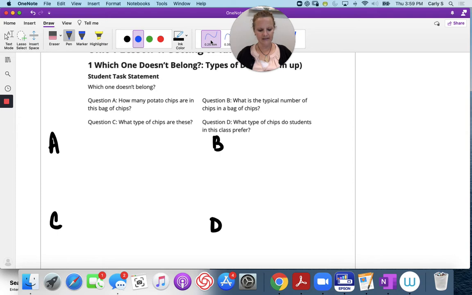Let's see. Question A, how many potato chips are in this bag of chips? Question B, what is the typical number of chips in a bag of chips? Question C, what type of chips are these? And question D, what type of chips do students in the class prefer? So, if we look at question A, it has only one right answer.